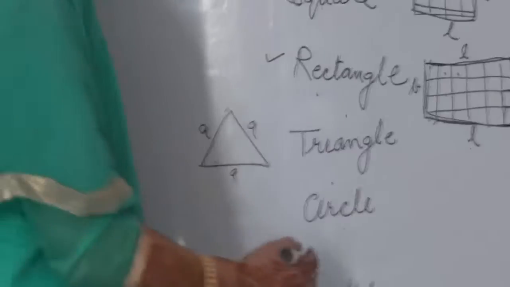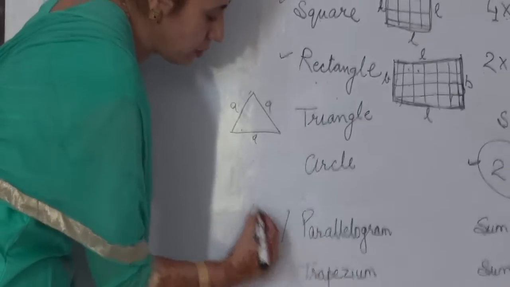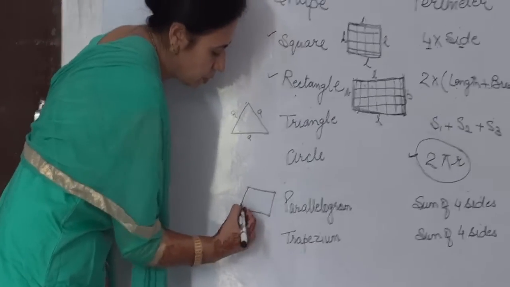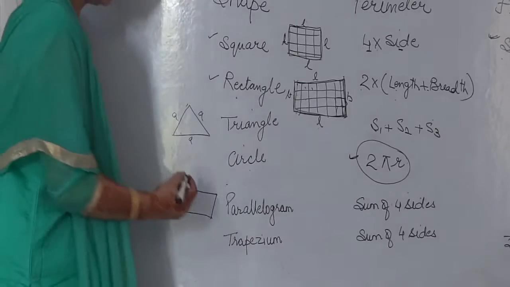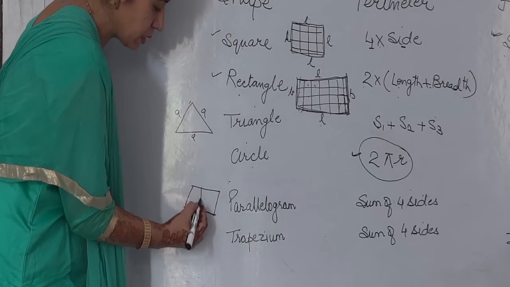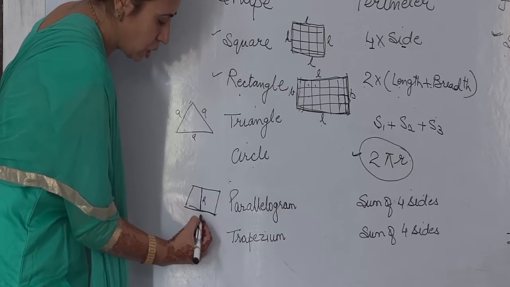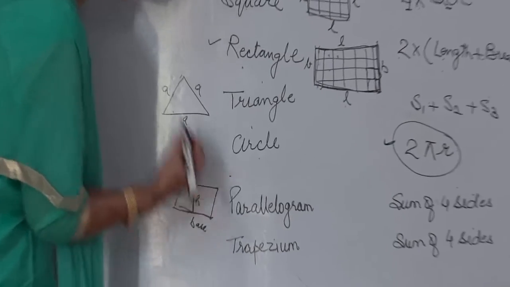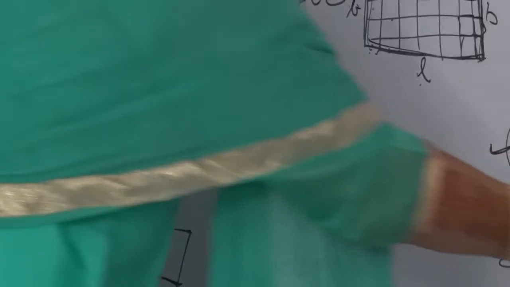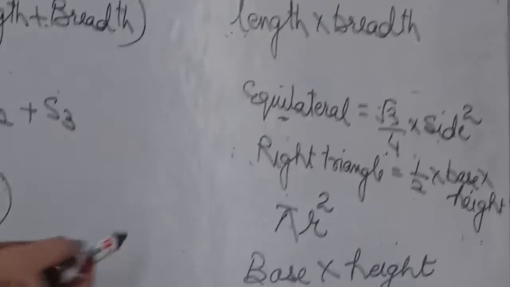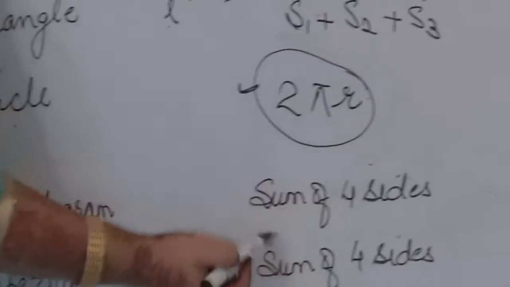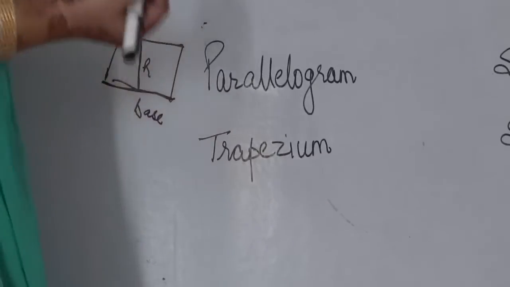Take next figure, children. It is parallelogram. Parallelogram is again a four-sided figure with certain base and certain altitude. This altitude is called height and this is base. That means when you are talking about the area of parallelogram, we write base multiply height, and of course about the perimeter, it is the sum of all the four sides.